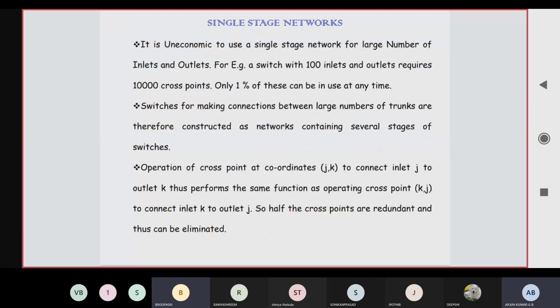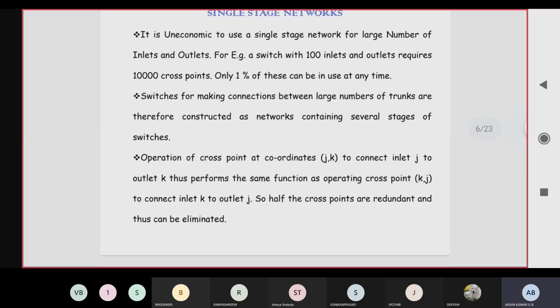Because of this kind of connection, the crosspoint cost will go on increasing, the number of switches also will go on increasing, and the size of the system will go on increasing. Suppose we have an example here, a switch of 100 inlets. The inlets will be 100, and outlets require how many? 100 into 100 will be 10,000 crosspoints will be there.